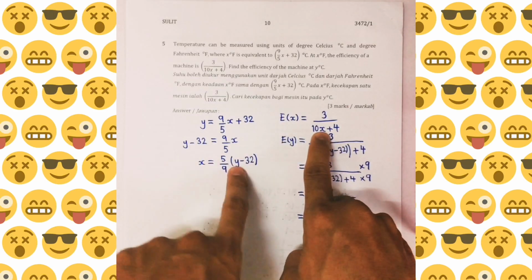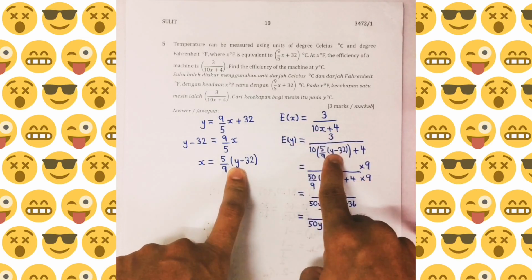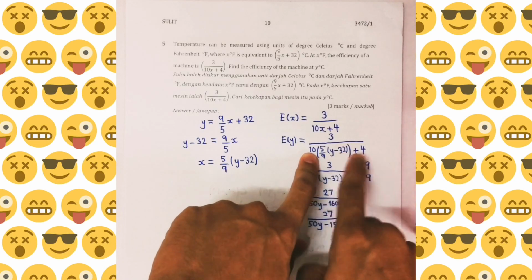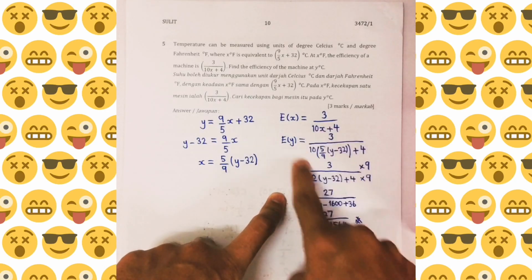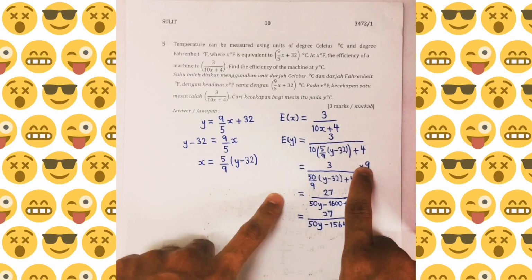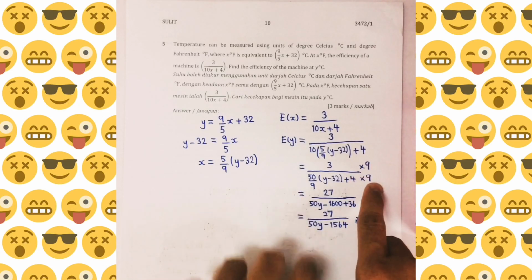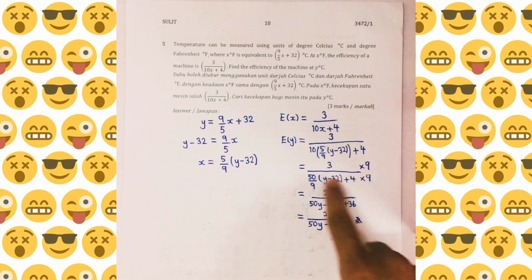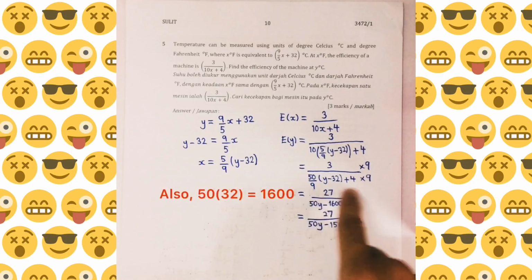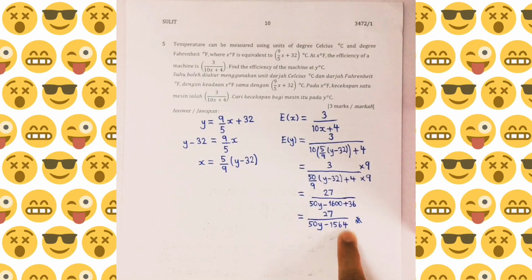This x, which is from here, you have to substitute back into this equation. So you have 3 over 10 times 5 over 9, bracket y minus 32, close bracket, and then plus 4. In order to simplify this fraction, you have to times 9 on both denominator and numerator because you want to simplify the fraction. So you times 9, you will cancel this, and then you times 9, you get 36. 3 times 9 gives you 27. Now there's no more fraction. You simplify, so this is the final answer.